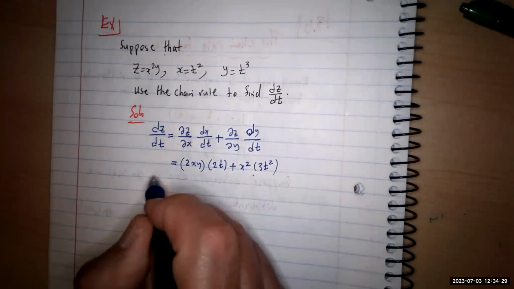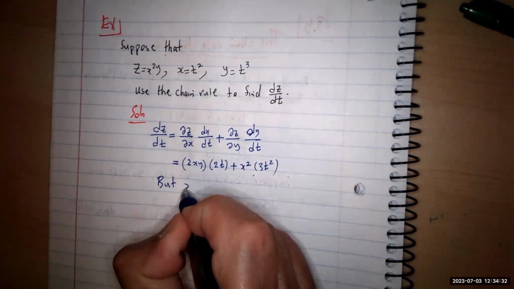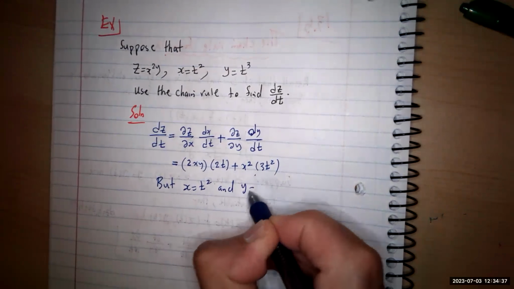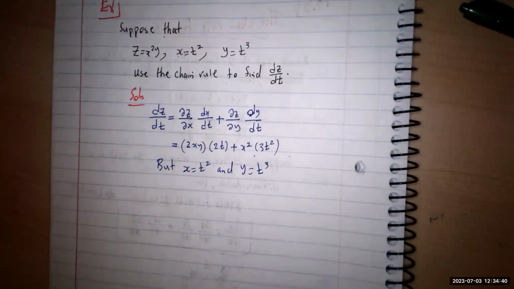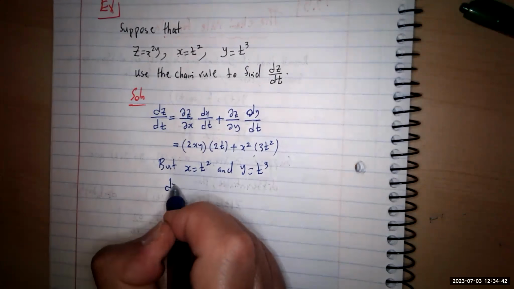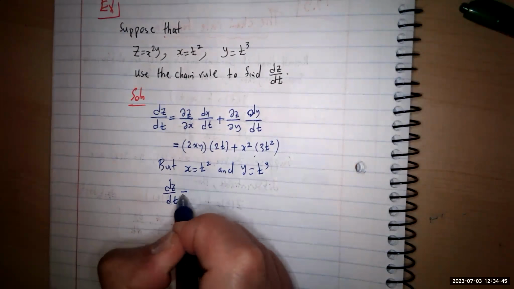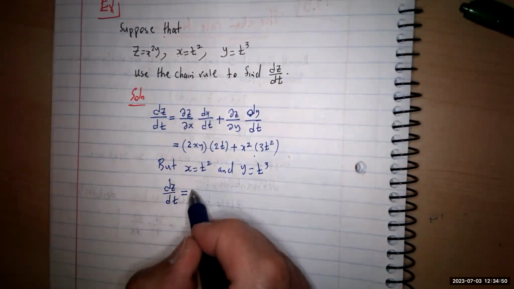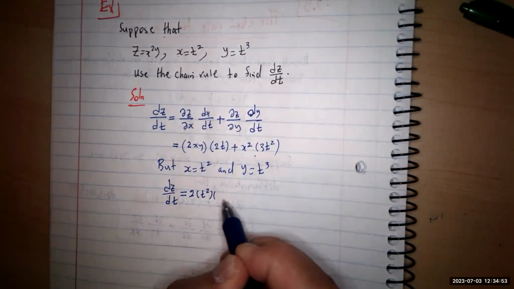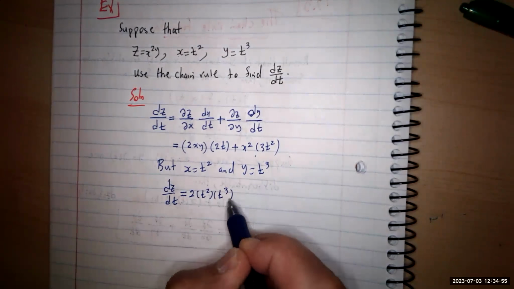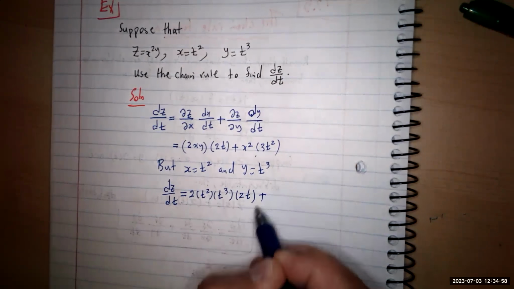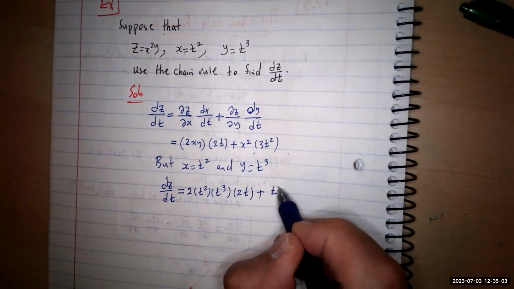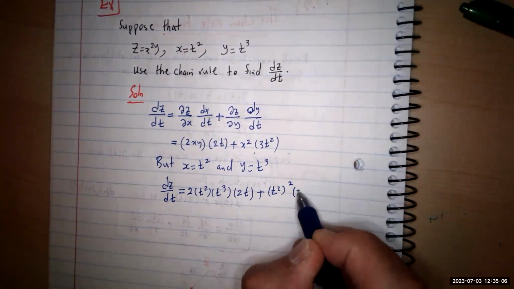So you have to substitute: x is equal to t squared, and y is equal to t cubed. Substitute, simplify. So you arrive at dz dt, which is 2xy. Substitute: 2 times x, t squared, times y, t cubed, and times 2t. That's the first one, plus x squared, where x is t squared, squared, times the 3t squared.